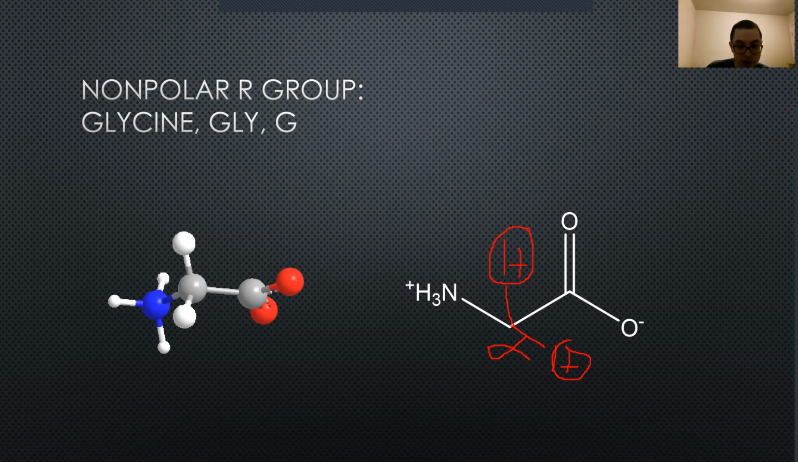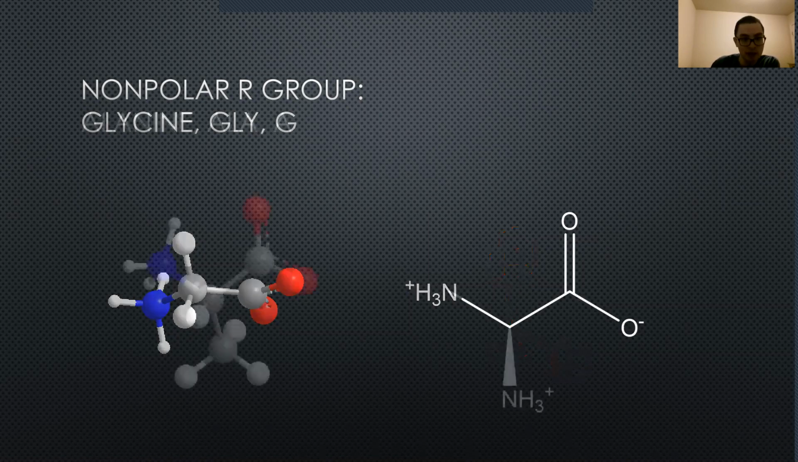And then since we're looking at this alpha carbon right here, we have two hydrogens bound to the same carbon. That means that this alpha carbon is not bound to four different substituents. So glycine is special because it doesn't have chirality, because in order for us to have chirality, you would need four unique substituents. All right? And glycine is also the smallest amino acid that we have.